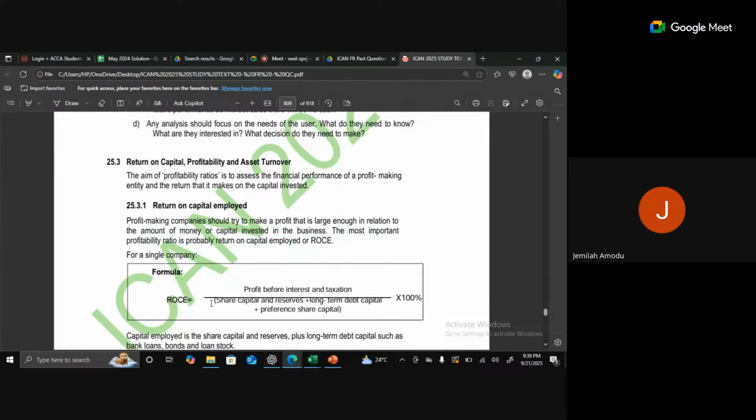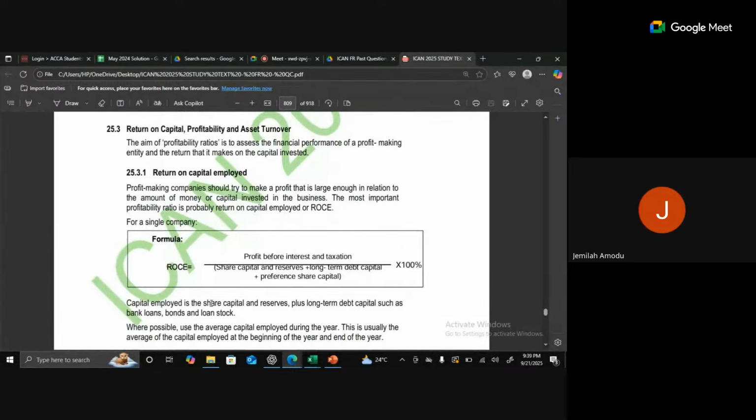Just as I mentioned earlier, when it comes to ratio interpretation, the first thing to come to your mind is the element that makes up that ratio you are calculating.